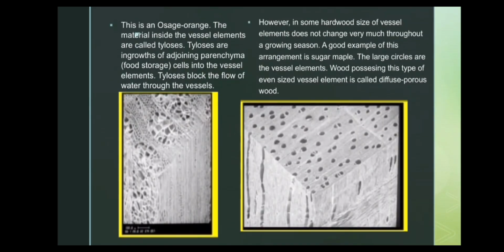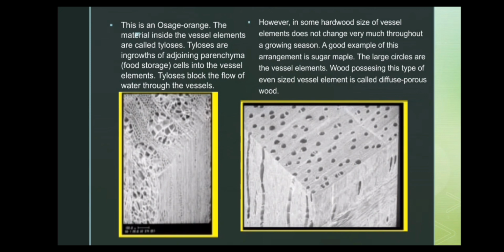The first picture is an Osage orange. The material inside the vessel elements is called tyloses. Tyloses are ingrowths of adjoining parenchyma or food storage cells into the vessel elements. Tyloses block the flow of water through the vessels.